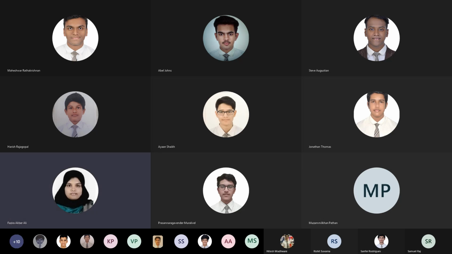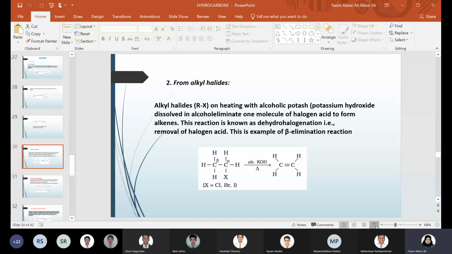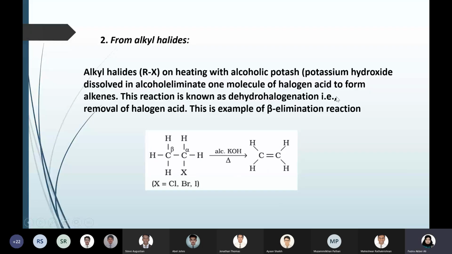Yes, Zuhair. It's a process used to form alkenes that removes the hydrogen halide from the substrate. That means you can prepare an alkene from an alkyl halide by removing hydrogen halide. Correct. And what is the condition used for this?